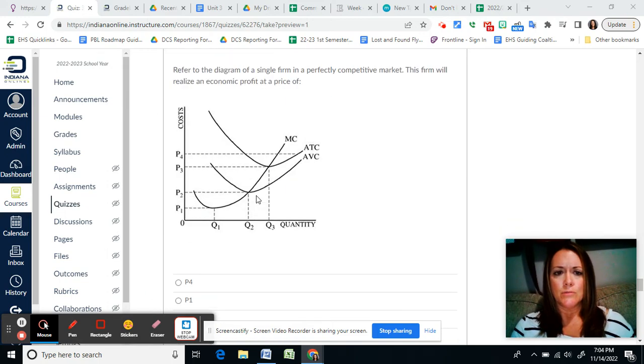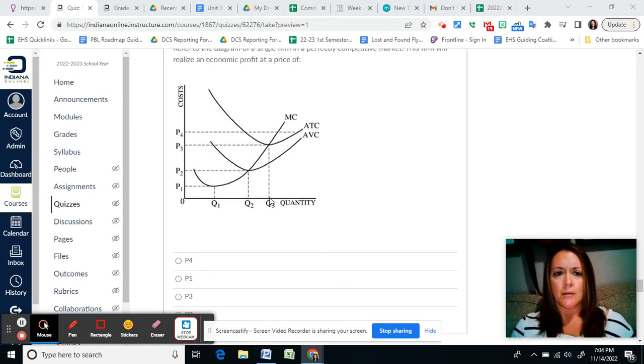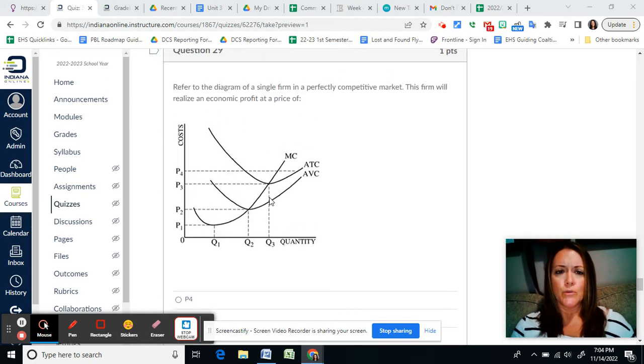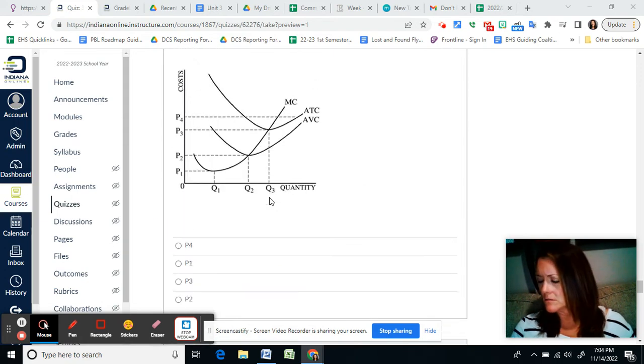And then the last one you missed was number 29. It says this firm will realize an economic profit. Actually, no, that is not. I must have written the wrong one down. You didn't miss that one. Just kidding.